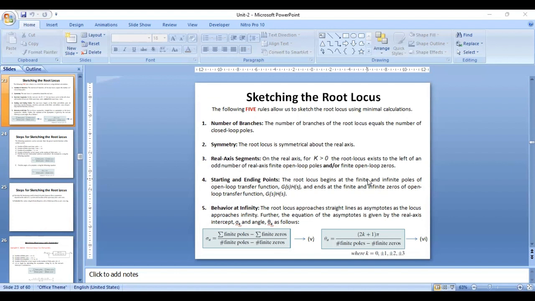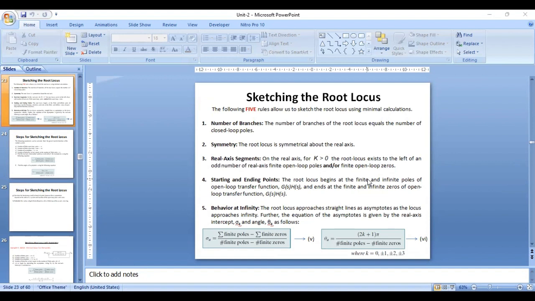The first step is to locate the poles and the zeros. Here the poles are marked by X and the zeros are marked by O. The number of root locus branches is equal to the number of poles of the open loop transfer function. The root locus starts at a pole and ends at a zero or at infinity. So this is step 1, and step 2 is locating the root locus on the real axis.